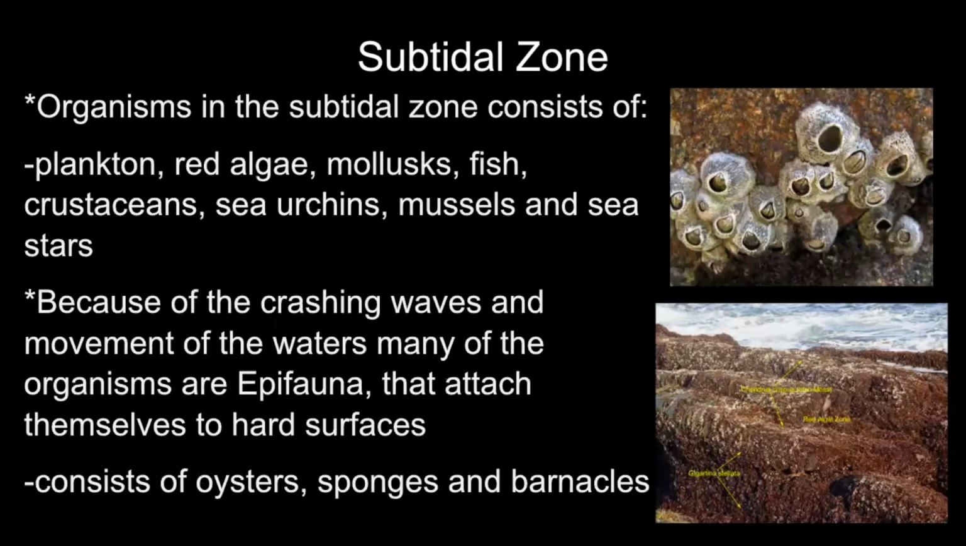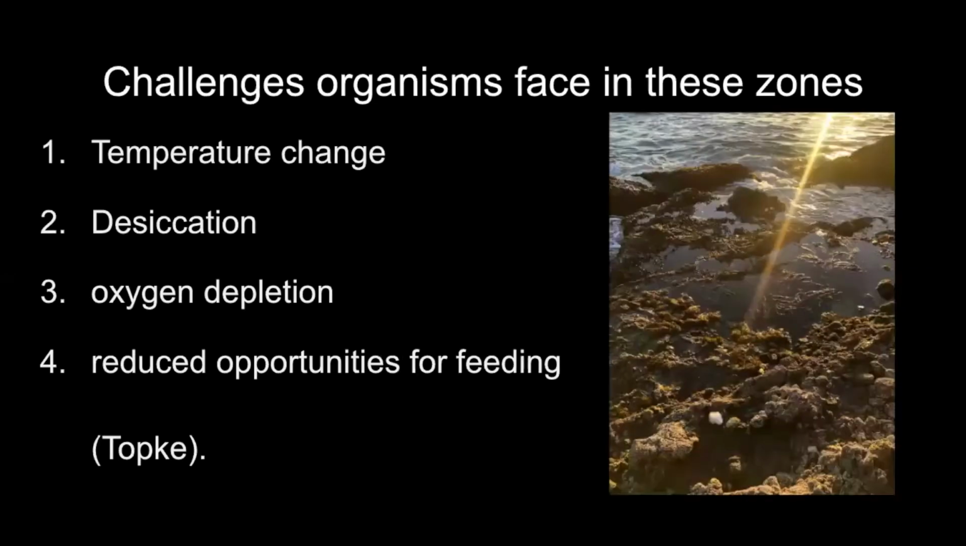Organisms in the subtidal zone consist of, but are not limited to, plankton, red algae, mollusks, fish, crustaceans, sea urchins, mussels, and sea stars. As mentioned before, because of the crashing waves and movements of the waters, many of the organisms are epifauna that attach themselves to hard surfaces like rocks and shells. Some examples include oysters, sponges, and barnacles.